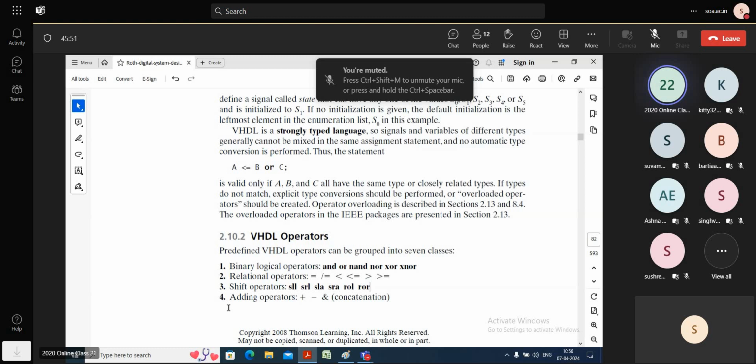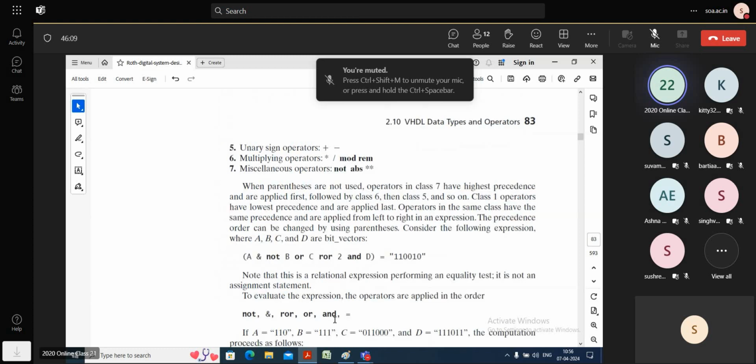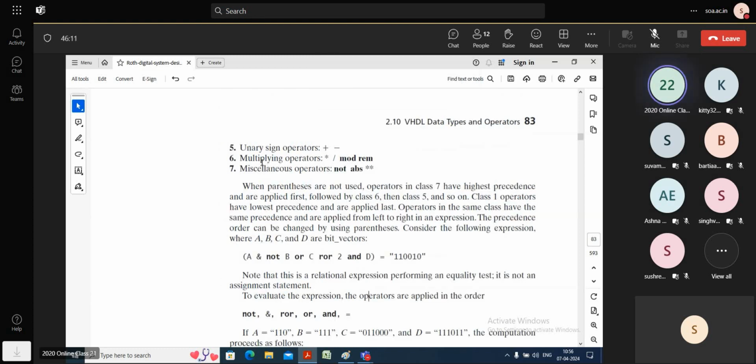Next, class 4 is the adding operators: plus, minus, as you know, addition and subtraction, and the ampersand, which stands for concatenation. Then class 5 is the unary sign operators: plus or minus, with which you can make positive or negative numbers. Then multiplying operators.